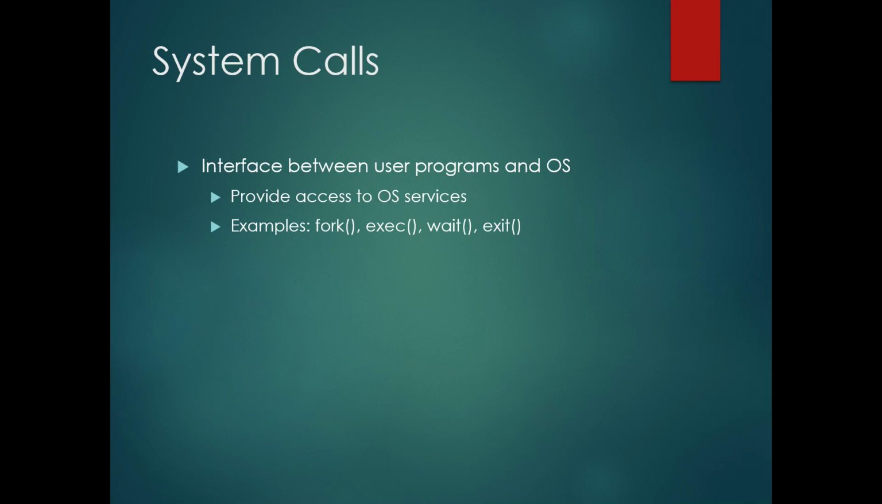The next is system calls. System calls are the interface between user programs and the operating system. They allow programs to request OS services. Examples include fork, execute, wait and exit. Without system calls, user programs cannot access hardware.